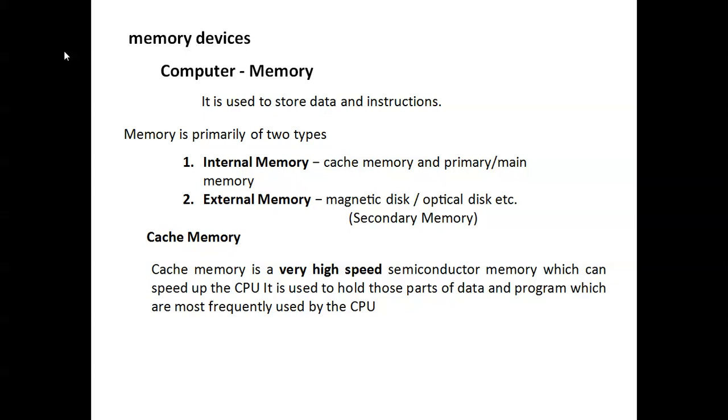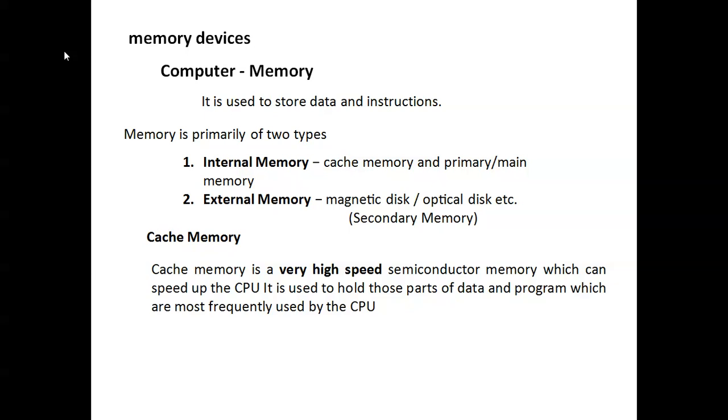So primarily the memory is divided into two types. One is internal memory and external memory. The internal memory might be cache memory or primary or main memory. The external memories are magnetic disk, optical disk, secondary memory.